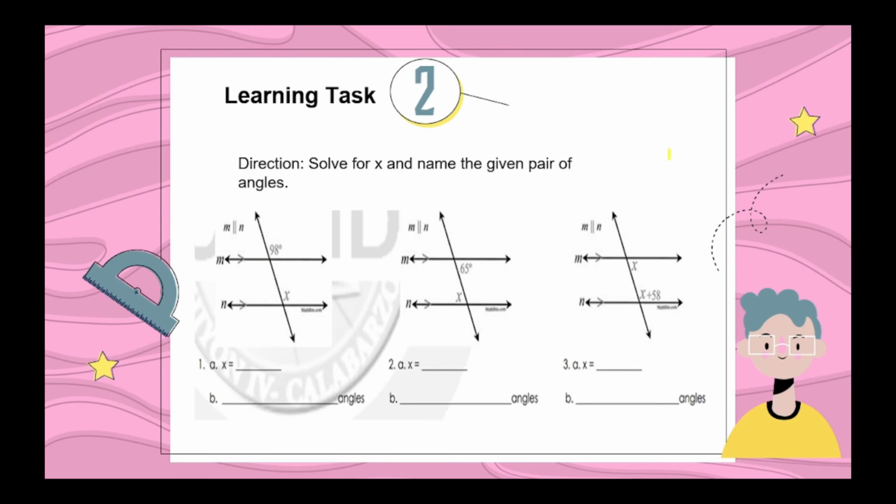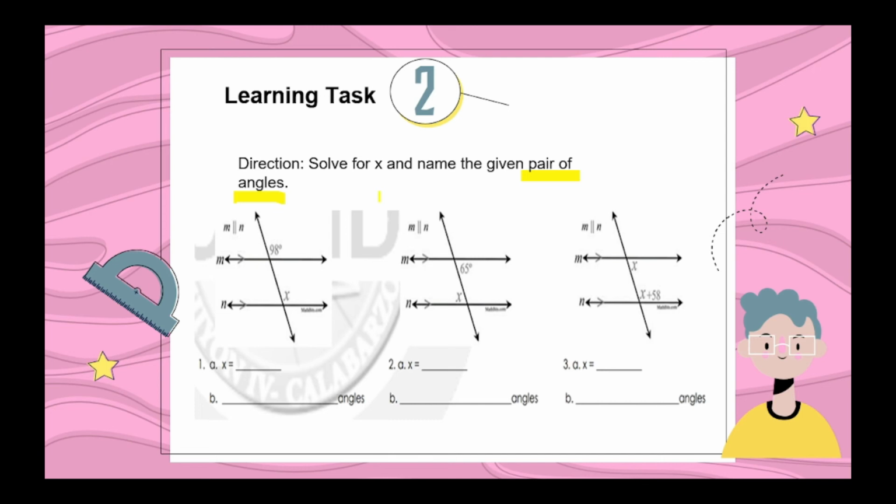Next, learning task number 2. Direction. Solve for x and name the given pair of angles. So, hanapin ang value ni x, kung anong value niya, and then identify nyo anong klaseng pairs of angles yan base doon sa ating parallel lines and transversal. So, ano-ano ba yung choices natin sa pairs of angles? So, ito, pwede nyo isulat, no, para ma-recall nyo. It can be corresponding angles.